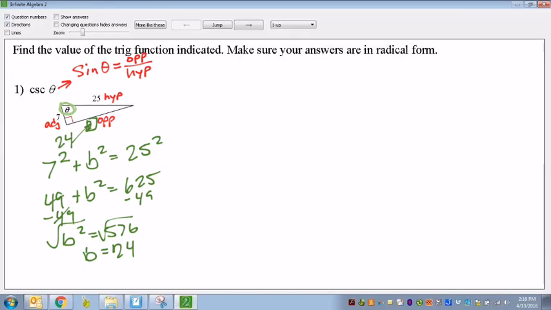Now that I know the opposite side, I can figure out what sine is. And remember, the whole goal is, once I find sine, I need to flip it over to get cosecant. So sine equals 24 over 25. But to get cosecant of theta, these need to switch spots. So that equals 25 over 24.